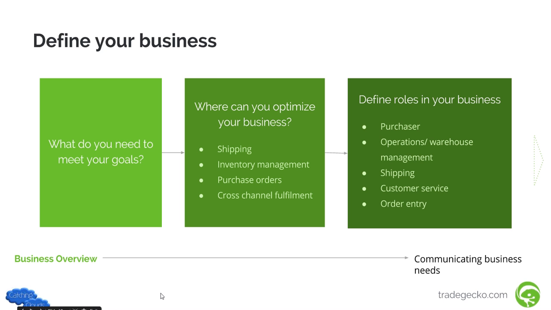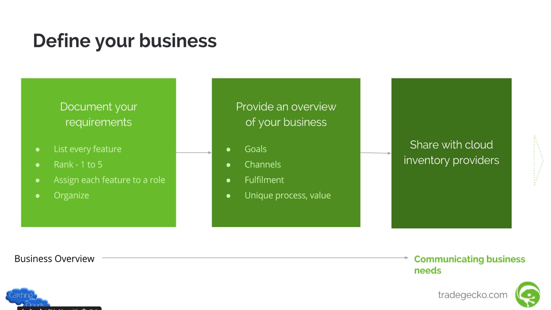How are you doing shipping? What do you want to optimize? Customer service, order entry, invoicing. Go figure out what those different roles are. If you've hired somebody or you want to hire somebody to do something you don't want to do, make sure you're clear on what it is you expect them to do and the quality they should live up to.